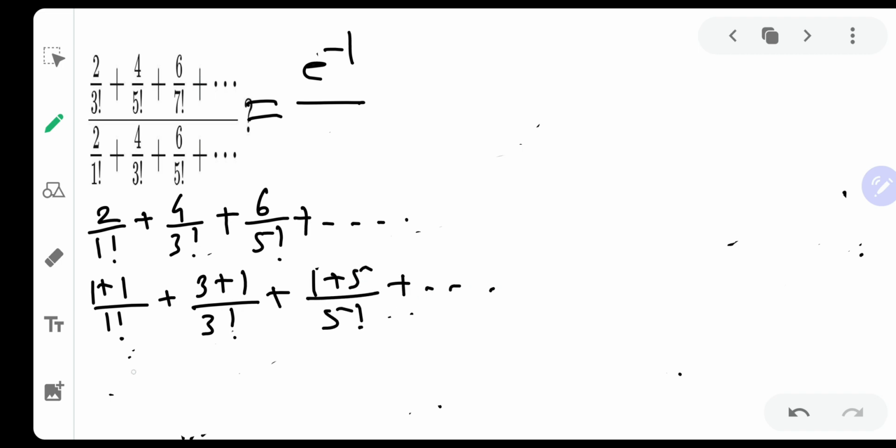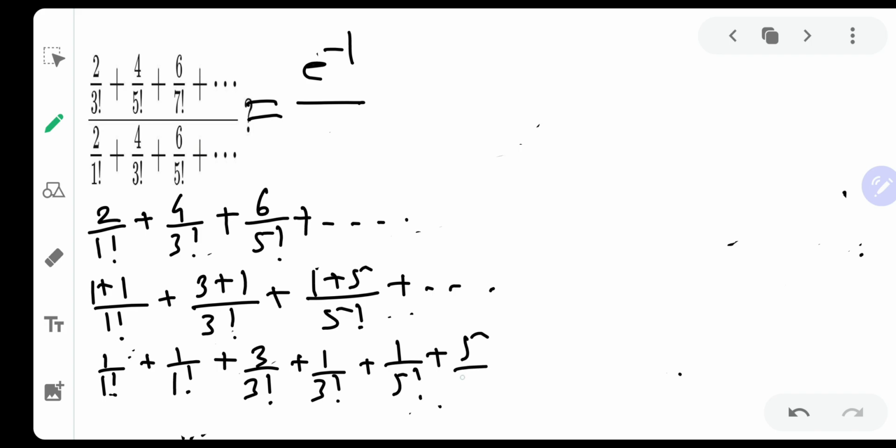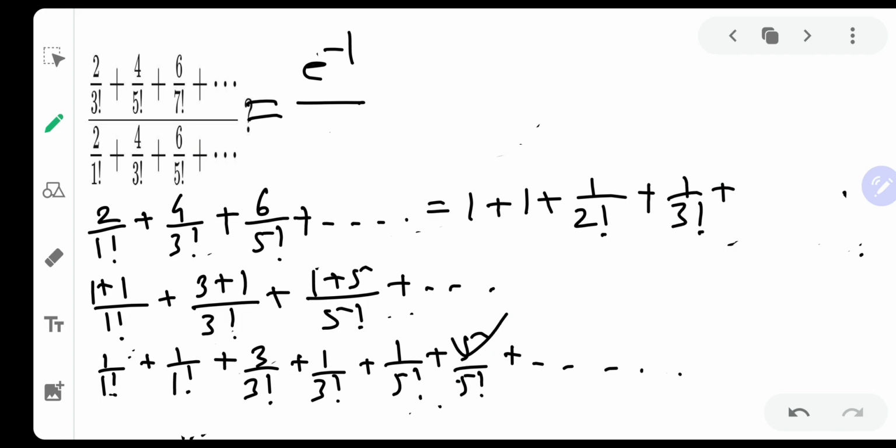If you observe it carefully, after splitting it will be 1 upon 1 factorial, 1 upon 1 factorial, plus 3 upon 3 factorial, 1 upon 3 factorial, 1 upon 5 factorial, and 5 upon 5 factorial and so on. Now 1 upon 1 factorial will be 1, then again 1 upon 1 factorial is 1, 3 upon 3 factorial will be 1 upon 2 factorial, we have already seen that, plus 1 upon 3 factorial, 5 upon 5 factorial will be 1 upon 4 factorial and 1 upon 5 factorial, and so on. So our denominator is also simplified.